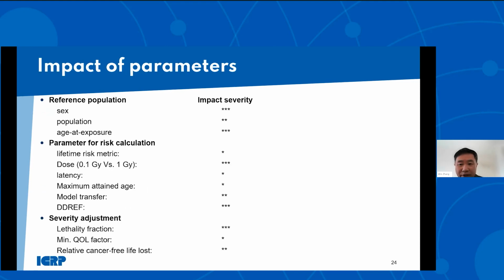Based on our severity definition, we can see that the parameters that have the most impact on detriment are sex, age at exposure, and exposure dose. That means whether it is calculated at 0.1 gray and multiplied by 10 versus calculating at 1 gray directly. In fact, DDIF and the lethality fractions also have most impact. These parameters can cause variation in detriment by a factor greater than 2.